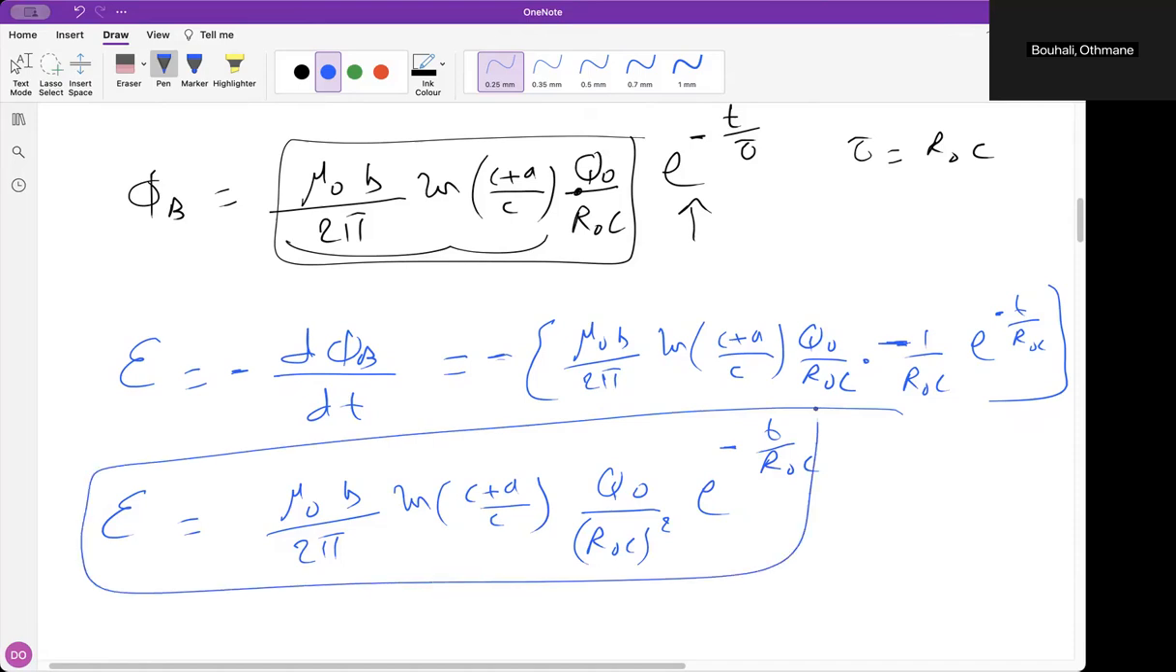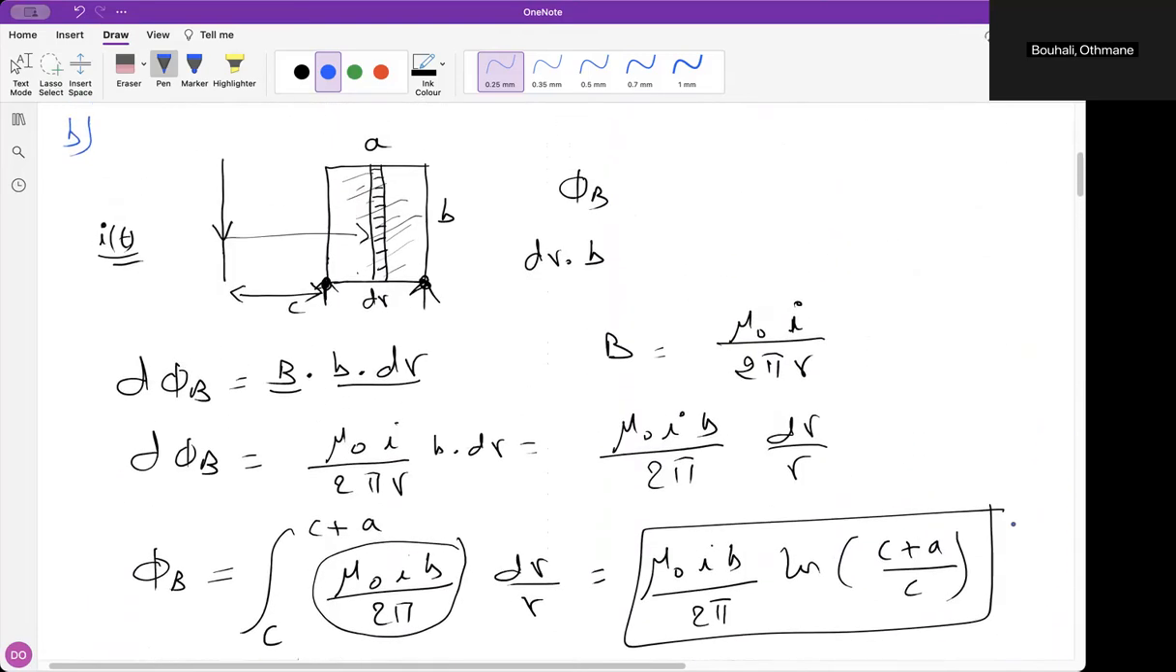Now this is an EMF that is positive. You can see that this means that the direction will be anti-clockwise. So this is question B.